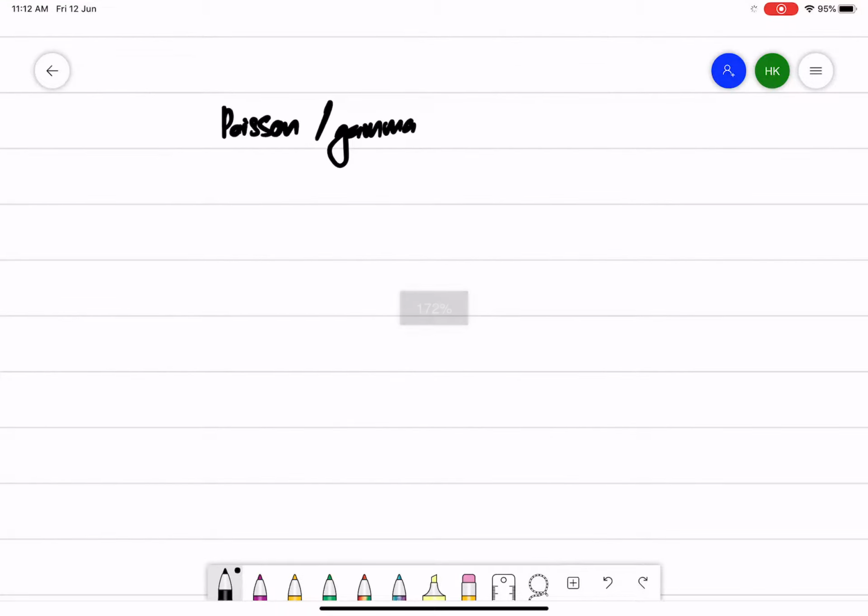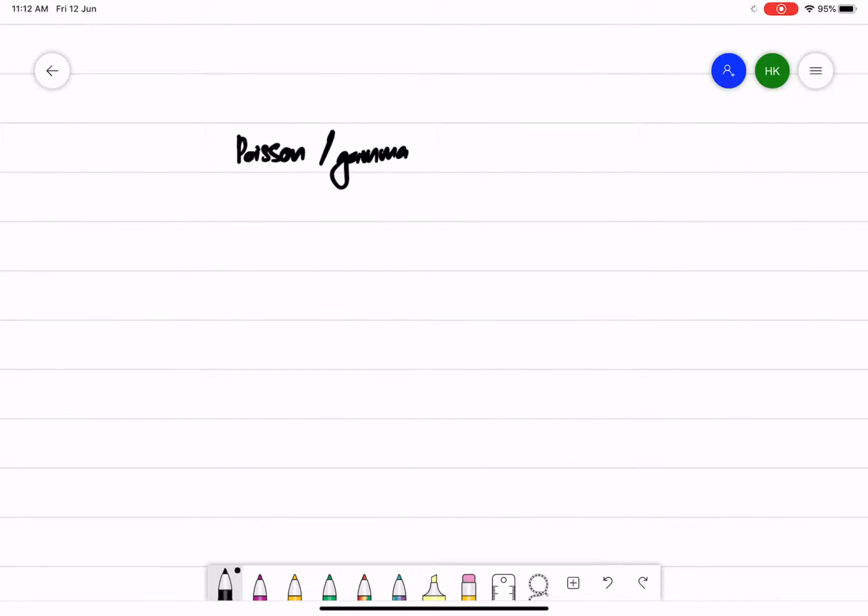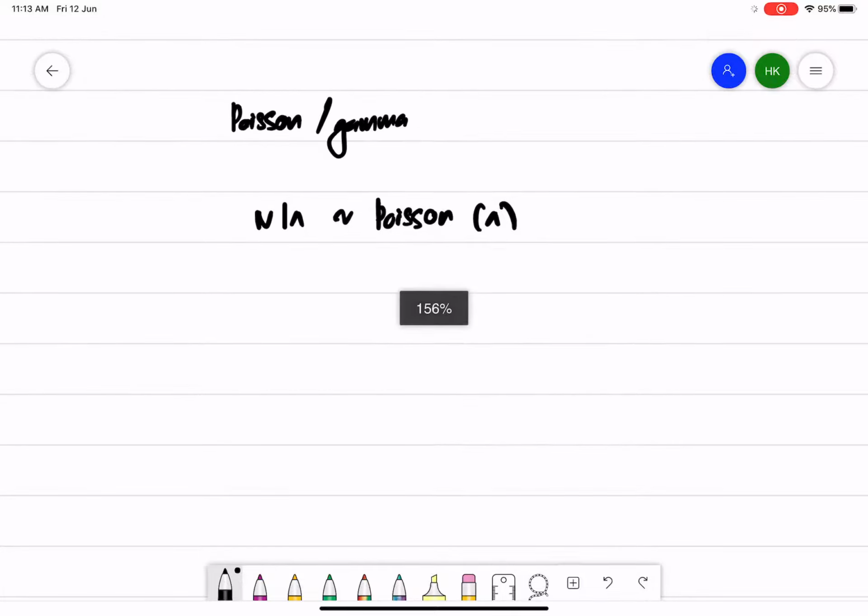Let's say we write the distribution of N given lambda. So this is a Poisson distribution. We want to write the probability mass function for the Poisson and later the PDF for the gamma distribution, where lambda here follows a gamma distribution.